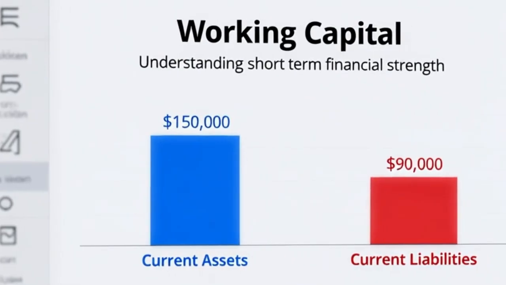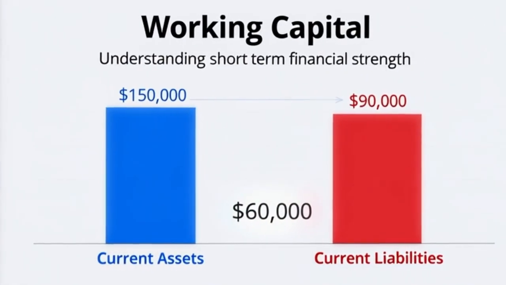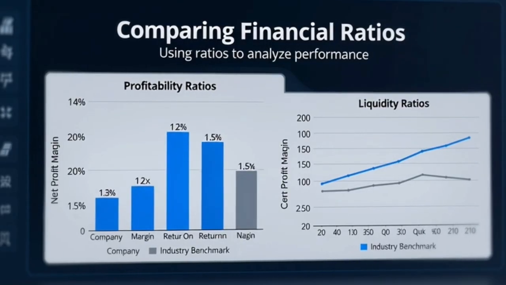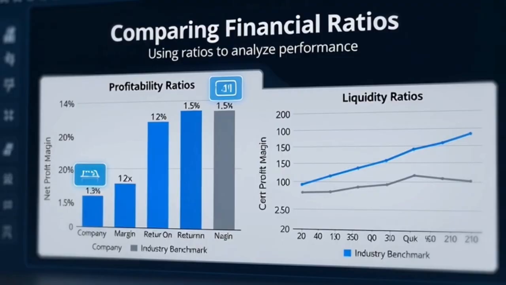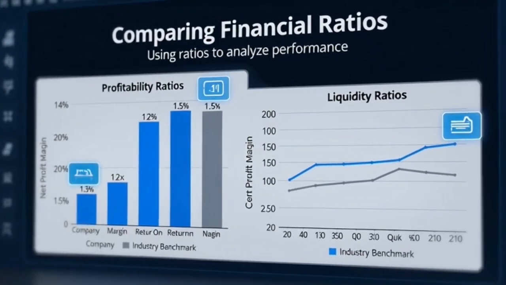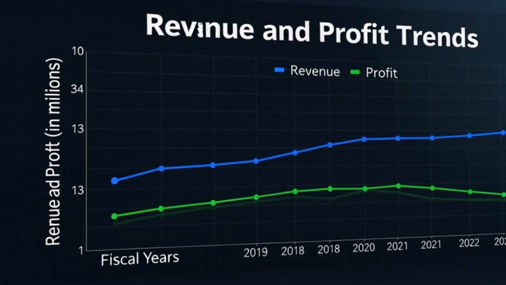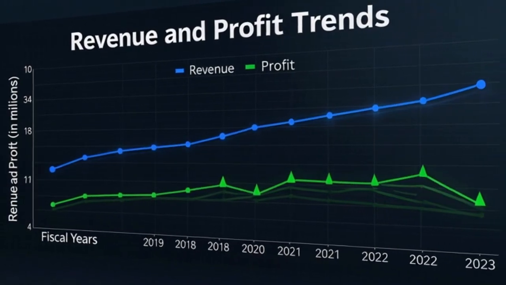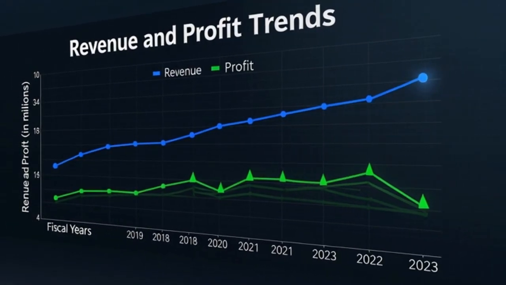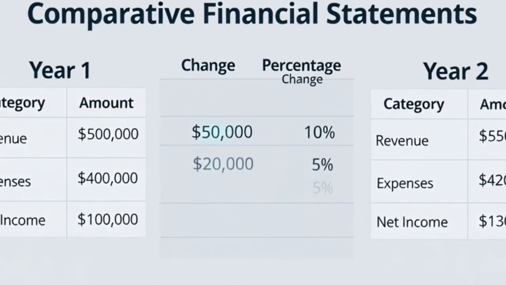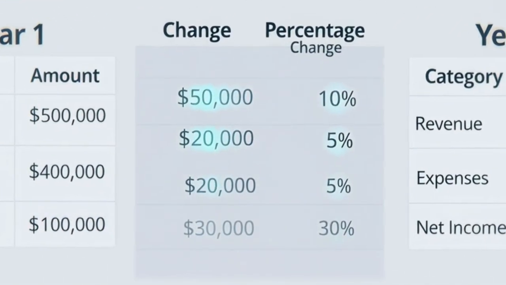Working capital is the difference between current assets and current liabilities and reflects short-term financial flexibility. Financial ratios are often compared with industry benchmarks to evaluate how well a company is performing. Trend analysis helps analysts evaluate how financial performance changes across several accounting periods. Comparative financial statements allow users to analyze financial changes by presenting results from multiple periods side by side.